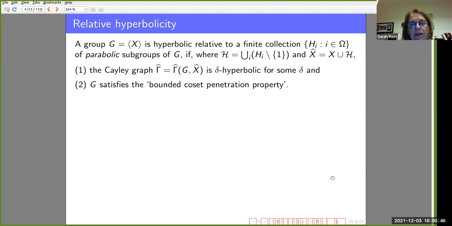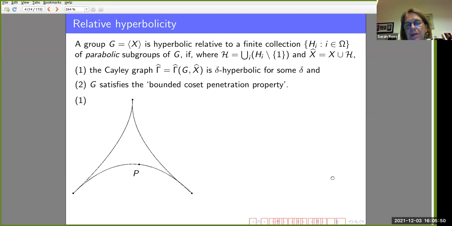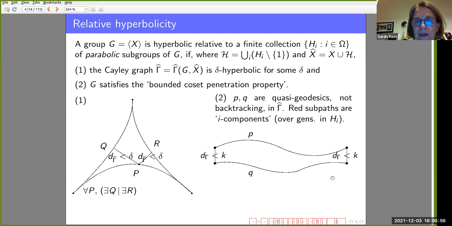Then that Cayley graph is delta hyperbolic, and then there's what's known as the bounded coset penetration property. I'm sure you're all familiar with this, which adds an additional geometric condition, basically. This is the picture of it.